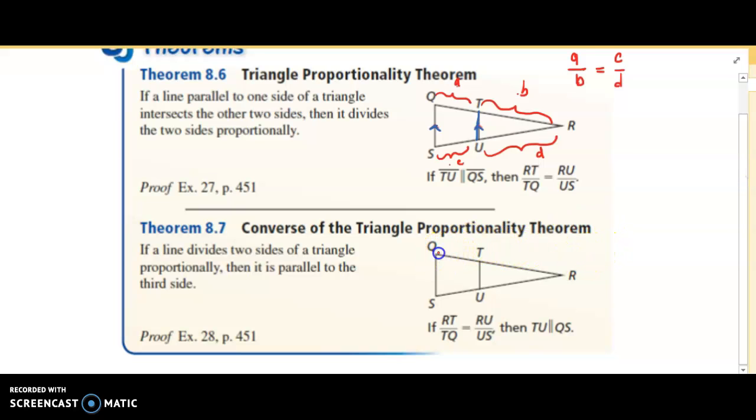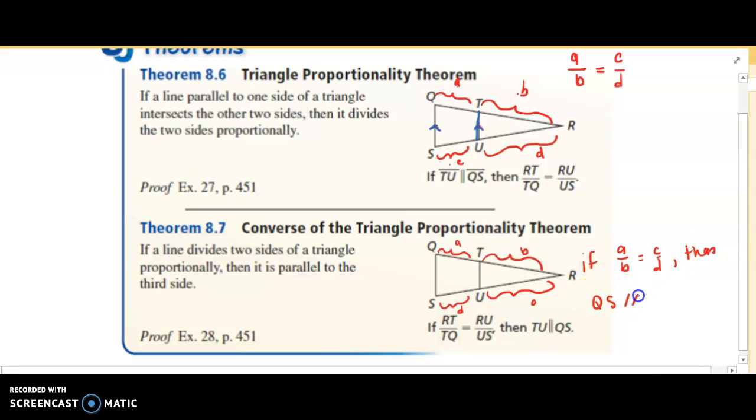And the converse of this is also true. So here we're saying, once again, if this is A, this is B, this is C, and this is D, if A over B equals C over D, then QS is parallel to TU. So same thing, just the converse of the other.